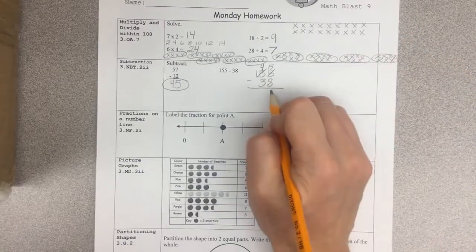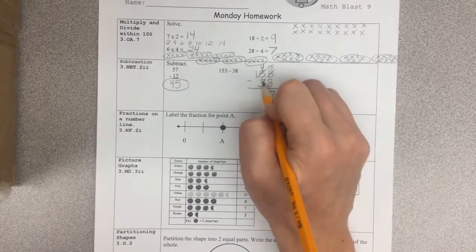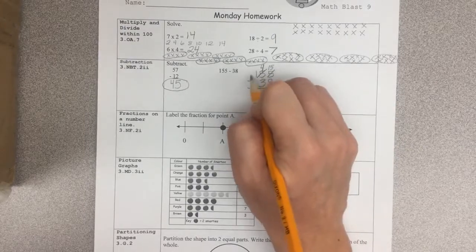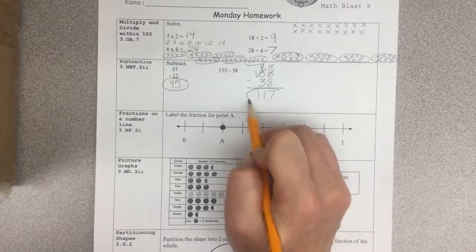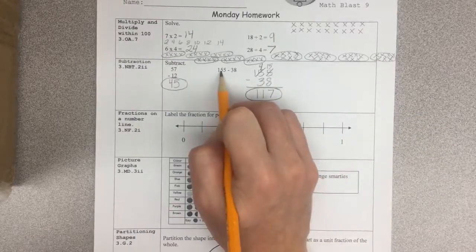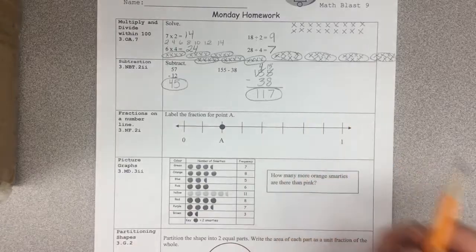15 minus 8 is 7, and 4 minus 3 is 1. 1 minus 0, or nothing here, is 1. So the difference in 155 and 38 is 117.